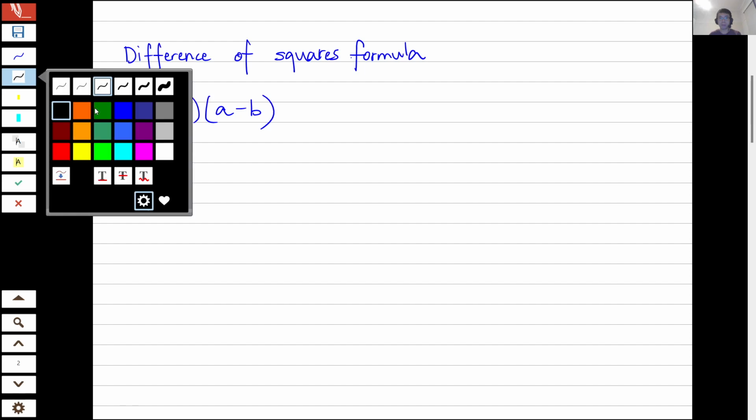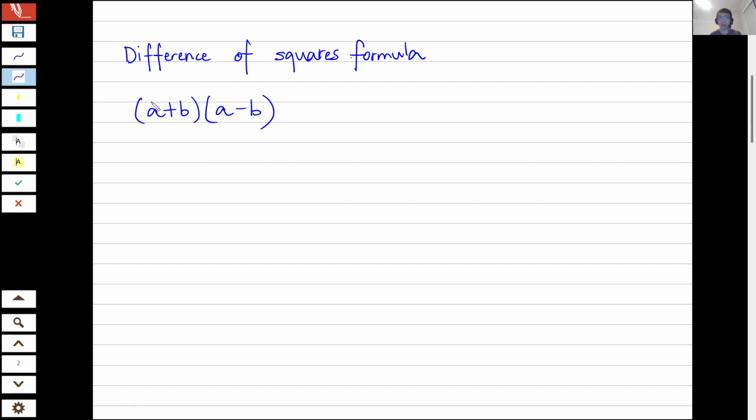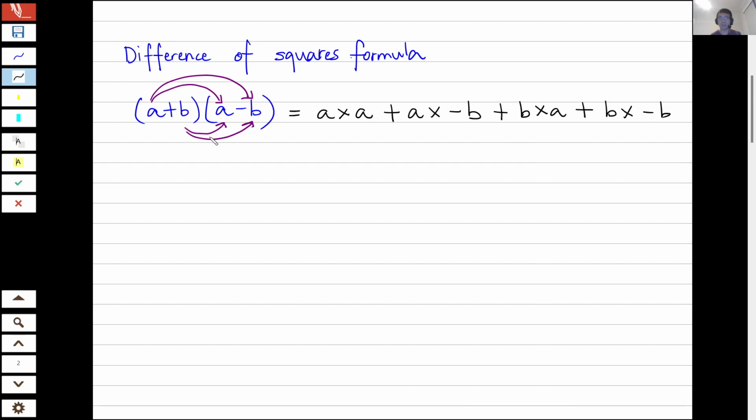You will remember that to expand brackets, I often drew arrows to indicate where multiplication is taking place. When I've got two brackets written like this, next to each other with two terms, I'm going to have 4 multiplications happening. So if I expand this bracket, I'm going to get a times a plus a times negative b, that's the top 2 arrows, plus b times a plus b times negative b. These are the bottom 2 arrows.